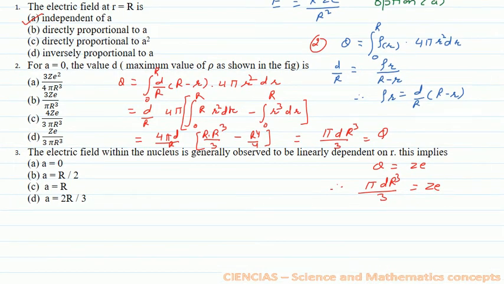Therefore, D is equal to 3Ze upon pi R cube. Now we see in the options, option B is 3Ze upon pi R cube. So for part 2, the option becomes B.